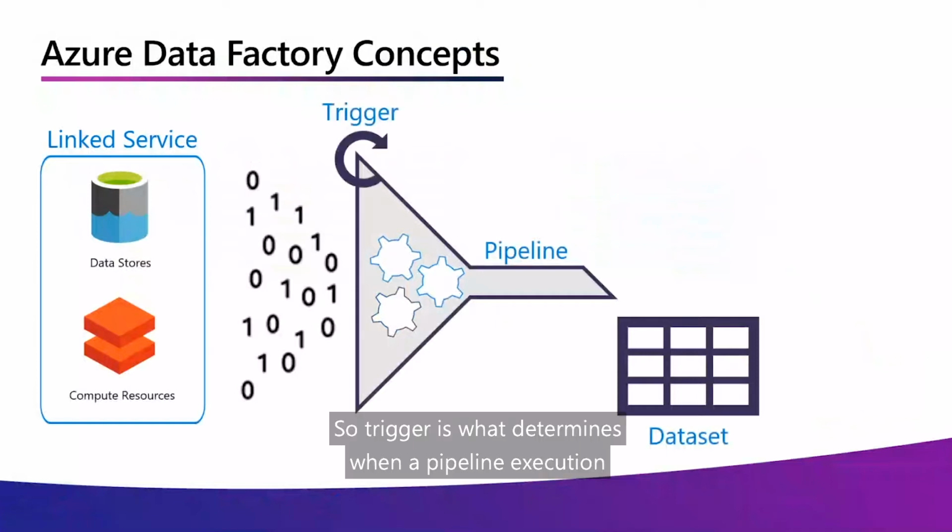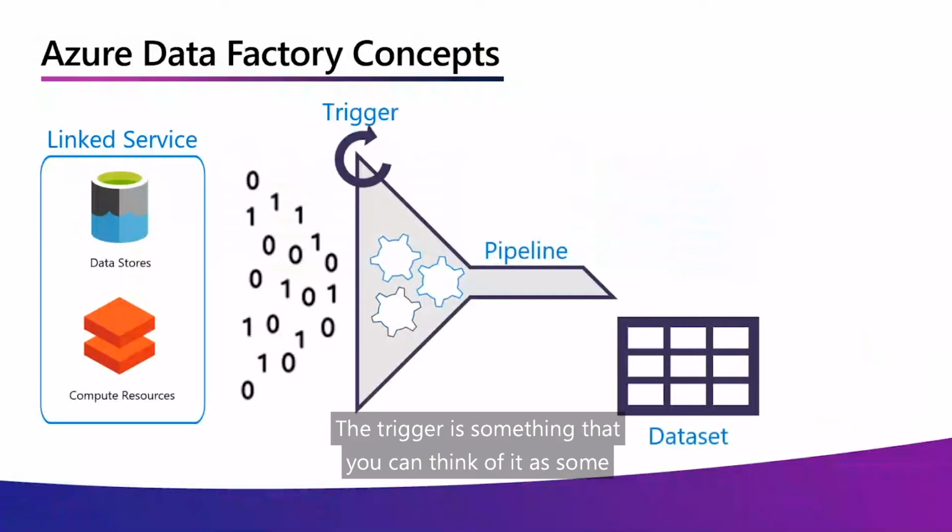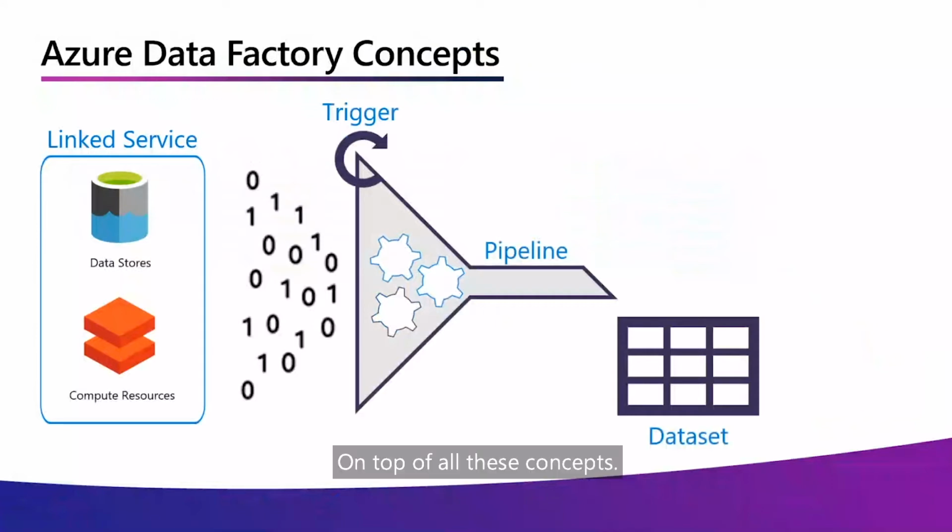So trigger is what determines when a pipeline execution needs to be kicked off. For example, this pipeline represents a single task, and you may want to schedule the running and automate the execution of this series of chained activities under this pipeline. So by using the trigger, you can think of it as some scheduling and automation features that you can leverage.